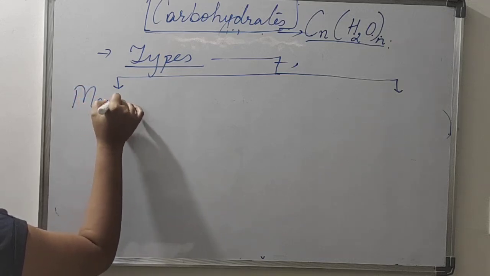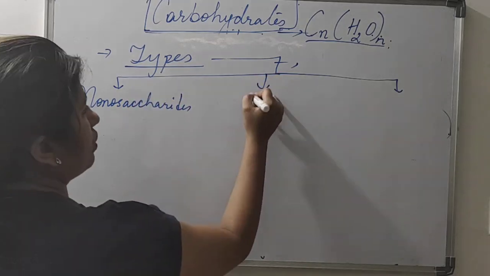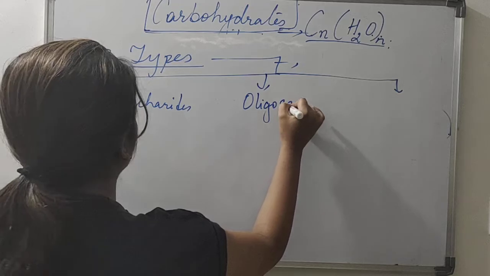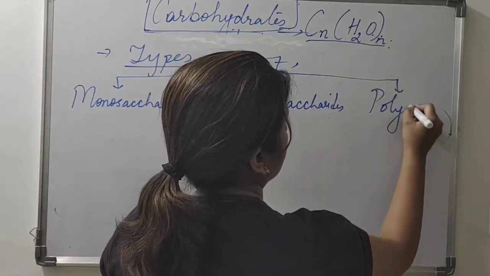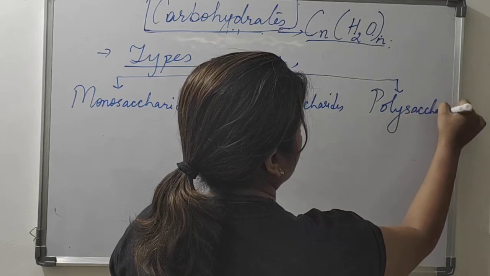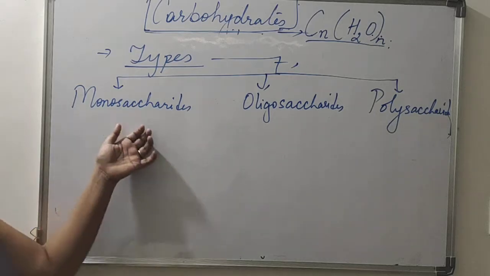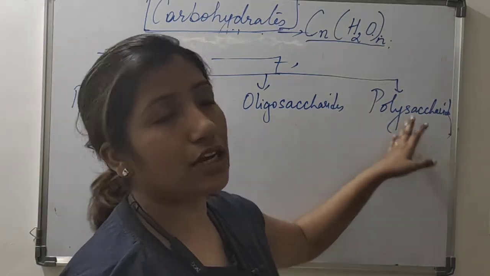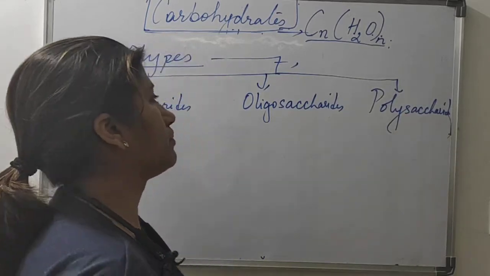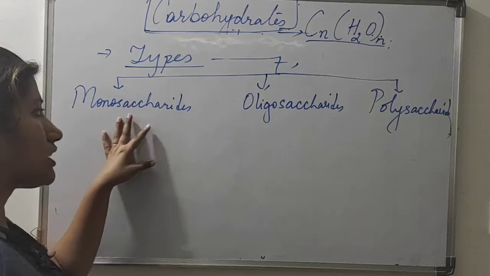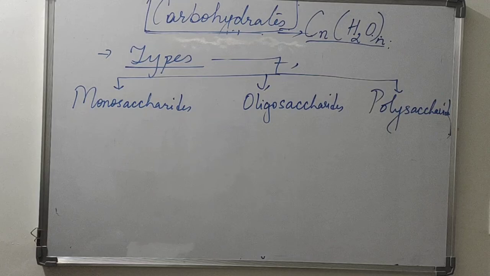First is monosaccharides, oligosaccharides, and polysaccharides. Okay, all these are the classified forms of carbohydrate. Carbohydrate is classified into these 3 types, and all are carbohydrate only. Monosaccharide is also carbohydrate, oligosaccharide, polysaccharide, they are all carbohydrate. Okay, so we'll learn this.